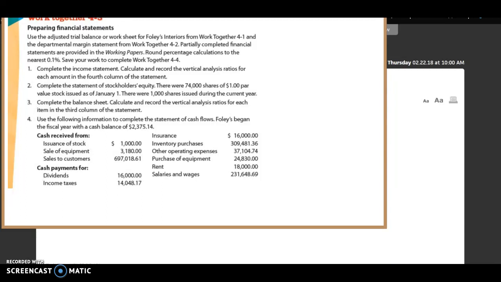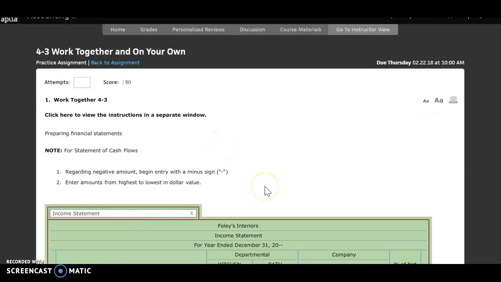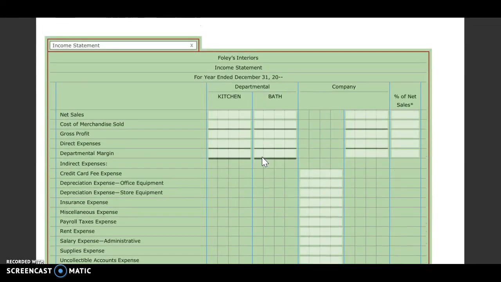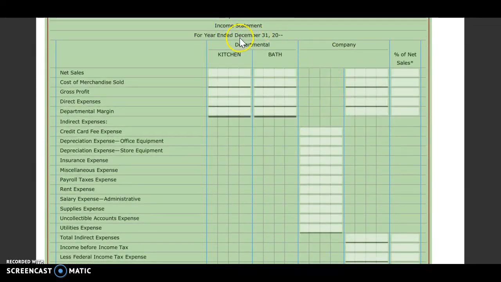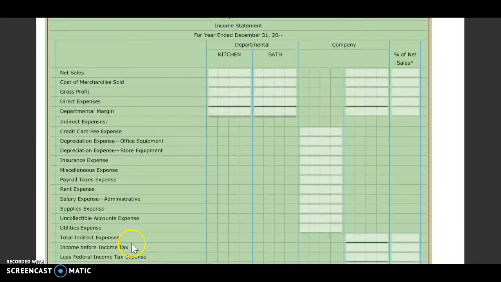So I'm going to close this. I have my book open to those directions, so I'm going to be going from the book. Number 1, we're going to complete our income statement, so that's what we'll start with. They have put in the heading for us. They've also put in all of our account titles, so we need to just fill in the numbers, which I think makes it easier for us that everything is labeled. So we need to put in our net sales first.